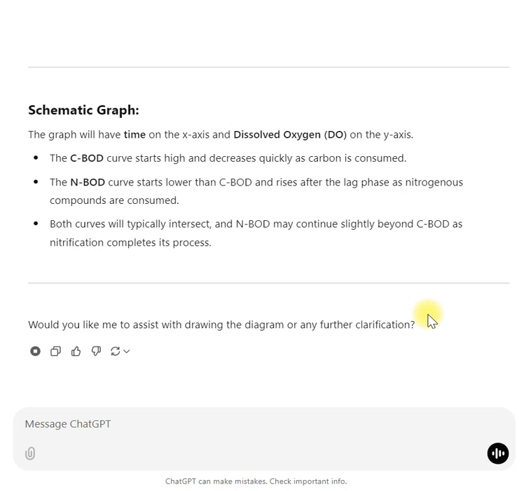Schematic graph. The graph will have time on the x-axis and dissolved oxygen, DO, on the y-axis. The CBOD curve starts high and decreases quickly as carbon is consumed. The NBOD curve starts lower than CBOD and rises after the lag phase as nitrogenous compounds are consumed. Both curves will typically intersect, and NBOD may continue slightly beyond CBOD as nitrification completes its process.